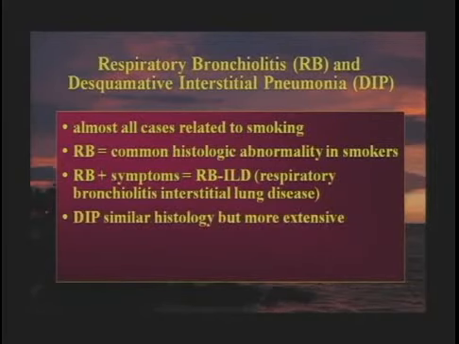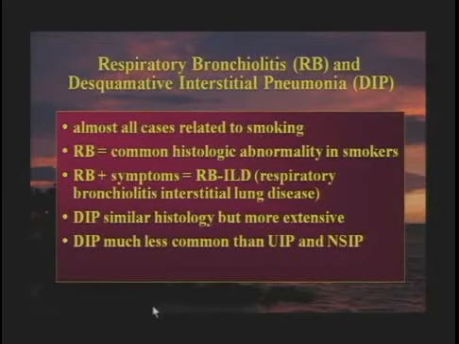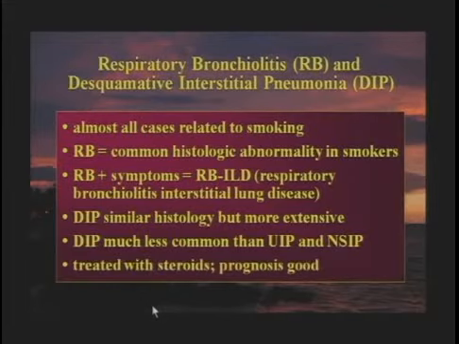If the disease is much more extensive, it's usually called DIP. It's a similar histology, but much more extensive in distribution. DIP is much less common than the other interstitial pneumonias I've talked about so far. I don't see very many cases. Treated with steroids or smoking cessation, and prognosis is good. And you can almost count on the fact that someone who has a diagnosis of DIP will continue smoking and take steroids.